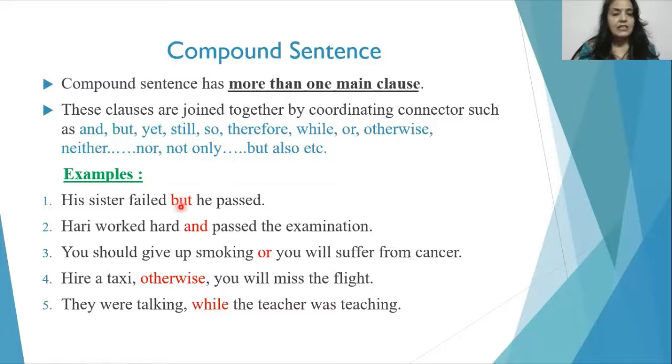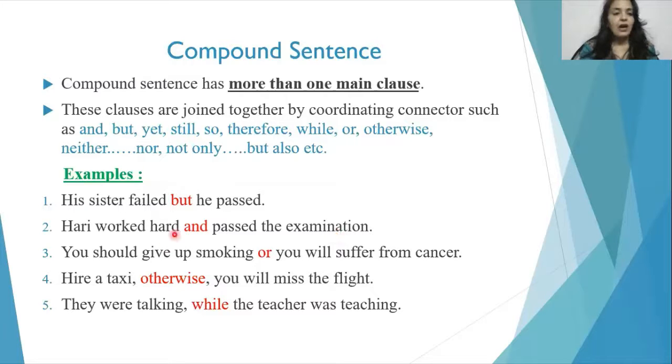You can see, children, here there are two sentences. His sister failed. His sister, one subject, failed, verb. Another sentence, he passed. He, subject, passed, another verb. So here two verbs, two subjects are there and we join them with the help of "but." We used the connector "but" here. Why? Because fail and pass, two opposite words, were there. So we used "but."